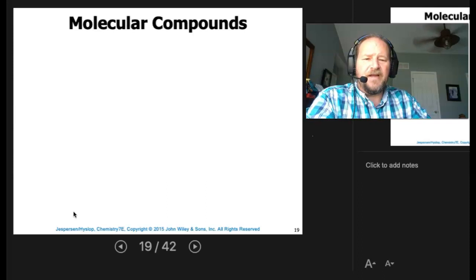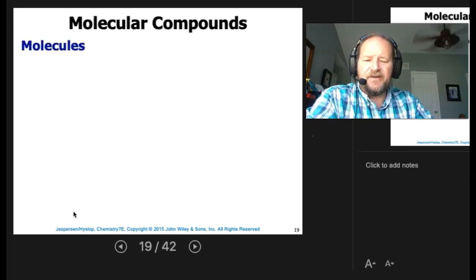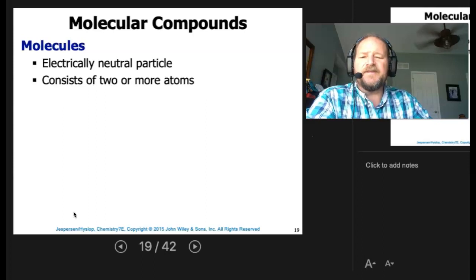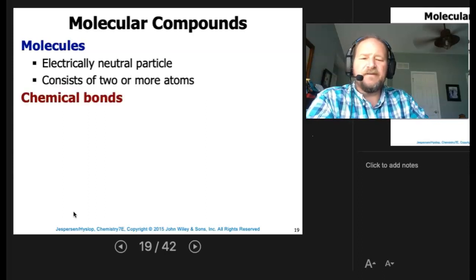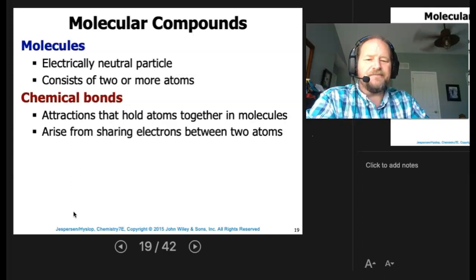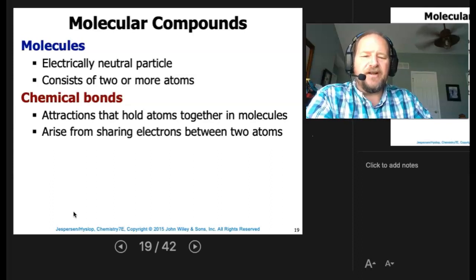So next we want to look at molecular compounds. That means we're going to be focusing on the molecules. Now, an electrically neutral particle consists of 2 or more atoms. The bonds here are a little different. The attractions that hold them together in molecules are not going to be from opposite charges. Here, we're going to be sharing electrons.